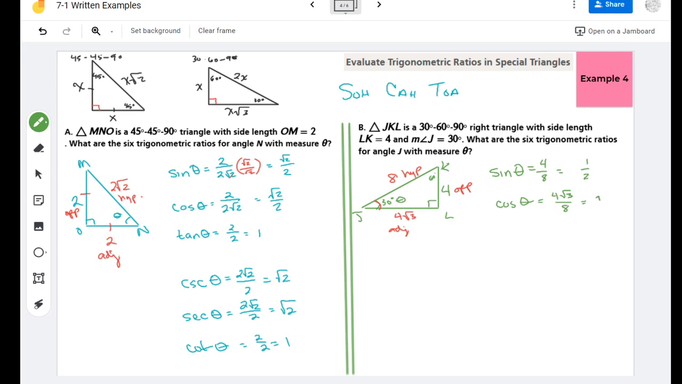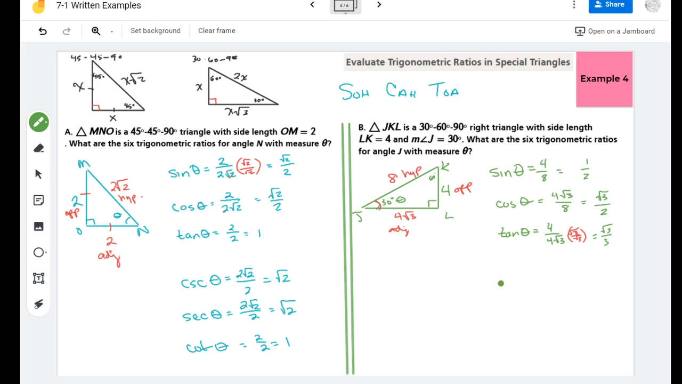And so when I do that, I get root 3 over, oops, that's not a 3, Miss C. Root 3 over 2. And then my tangent is the opposite over the adjacent. Now, because that root 3 there is in the denominator, we need to go ahead and rationalize it. Okay, so I'm going to multiply by the value of 1 that cancels that root 3 out. Alright, so you guys could see that the 4's cancel each other out, and I'm left with root 3 over 3 as my tangent.